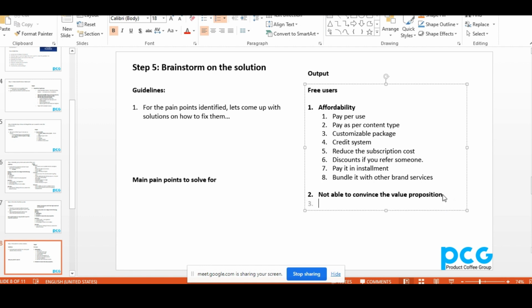Okay, guys, let's move to the next one. We are running out of time. Not able to convince the value proposition. I think a few of these solutions we already covered in the first part, right? When you're bundling it with other brand services, then overall the value proposition looks very good. I'm able to pay for my internet services, and along with it I'm getting Hotstar for free. So overall, as a value, it looks good. This should be here as well. Okay. Any other points?